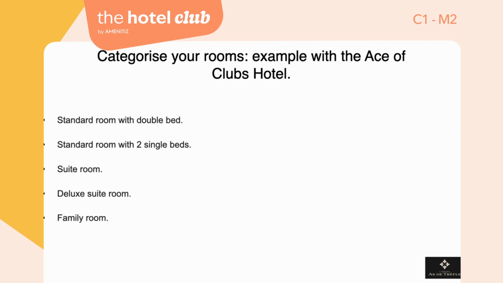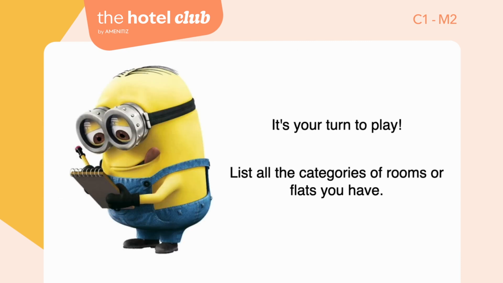So, for example, for our hotel, the Ace of Clubs hotel, the categories are as follows: standard room with double bed, standard room with 2 single beds, suite room, deluxe suite room, and family room. So now, take a sheet of paper and list all the categories of rooms or apartments you have for sale. The list of categories will of course depend on your establishment and the rooms that you sell.